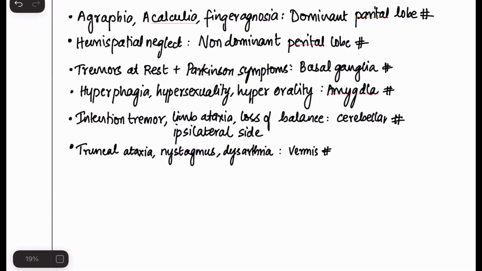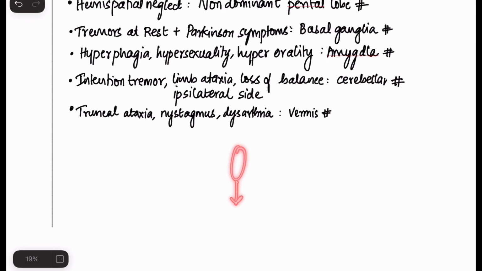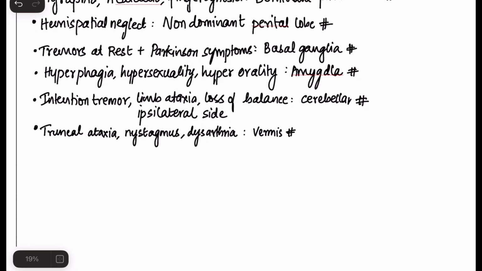And other symptoms could be limb ataxia or loss of balance on the ipsilateral side. Remember, all cerebellar lesions will have ipsilateral effects. And then let us say that truncal ataxia, nystagmus, and dysarthria, it is a vermis damage. Now, vermis is the centralmost part of the cerebellum, and the centralmost part of the cerebellum deals with all the central aspects of balance, that is truncal balance, the eyes, or speech, right? So thereby you can make the relation, and this also helps you remember.